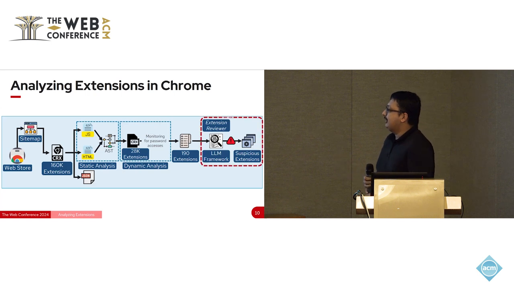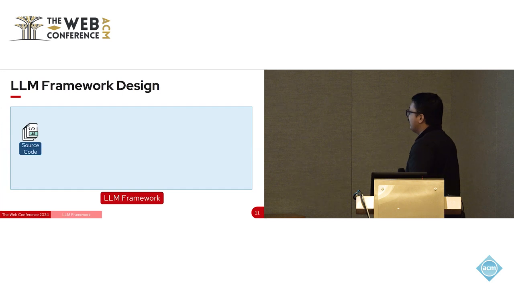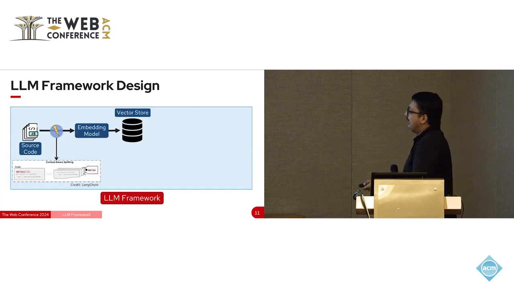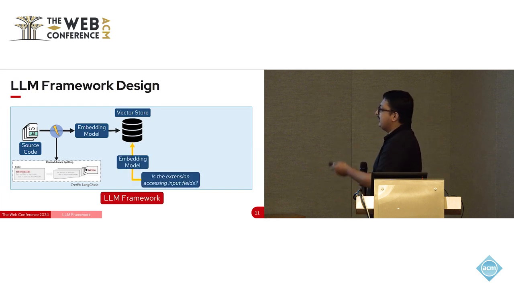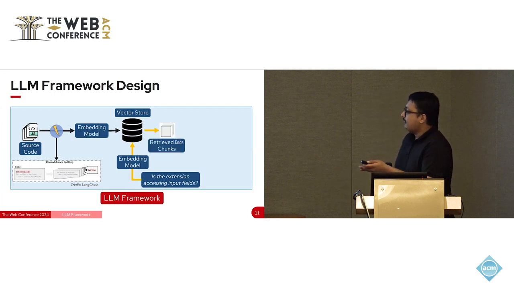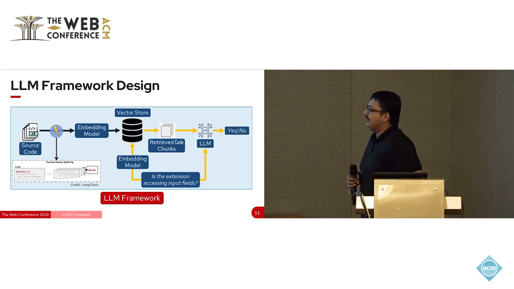So how does this LLM framework work? Let's look in detail. The design of the framework is pretty simple. We have the source code on which we perform context-aware splitting, and then we send it through an embedding model and store the vectors in a vector database. Now say we have a question, we would first query the embedding vectors database and get the code chunks from that. Then we would send these retrieved code chunks and the question to the LLM. The code chunks act as additional context for the LLM to answer the question, and the LLM will give us a yes or no answer.